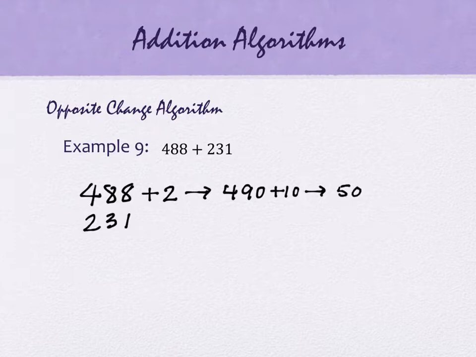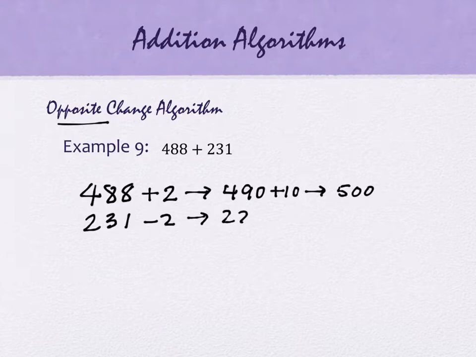And I'm at 500. Now, I'm not rounding. It's not what I'm doing. I have to compensate for these adds that I did, these additional pieces that I add on. I got to compensate for that. And I compensate for that by doing the opposite of the value to the other number. So if I added 2 to 488, I got to subtract 2 from the 231. So what's 231 minus 2?